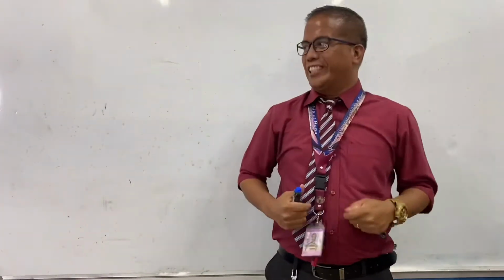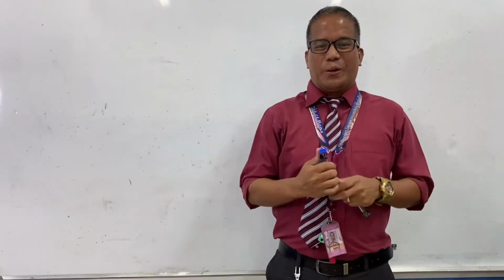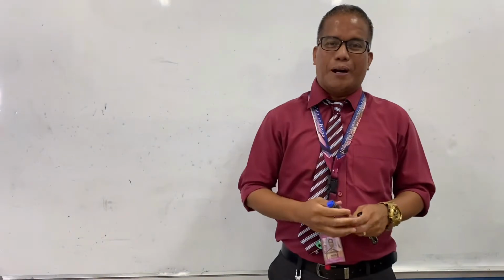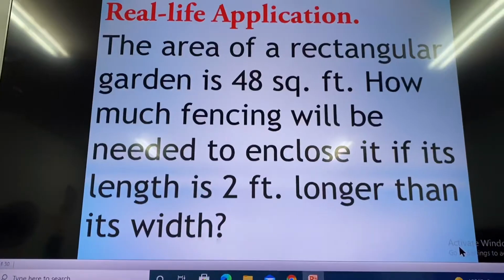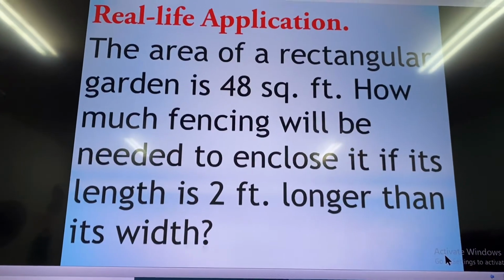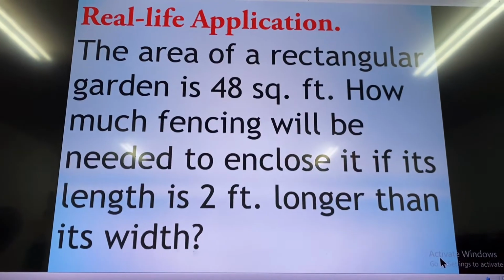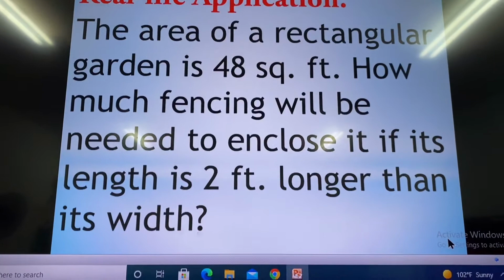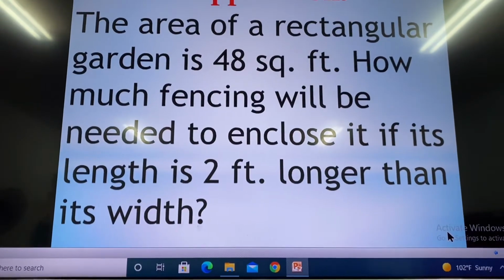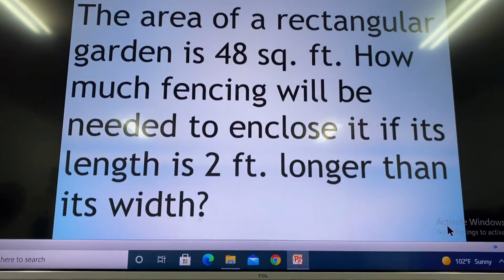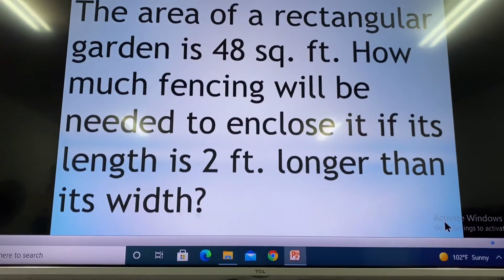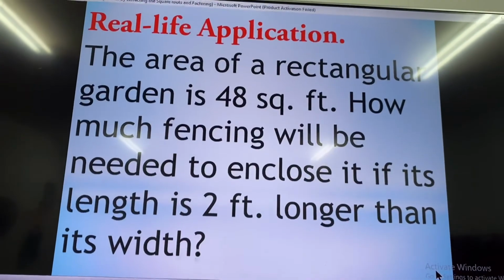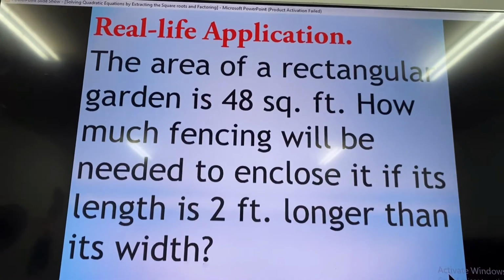So for today's video, I'm going to explain the solution and answer of our activity. So we have the question here. The area of a rectangular garden is 48 square feet. How much fencing will be needed to enclose it if its length is 2 feet longer than its width? Okay, so let us show the solution of this problem.